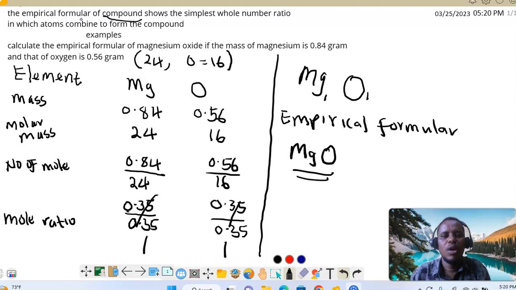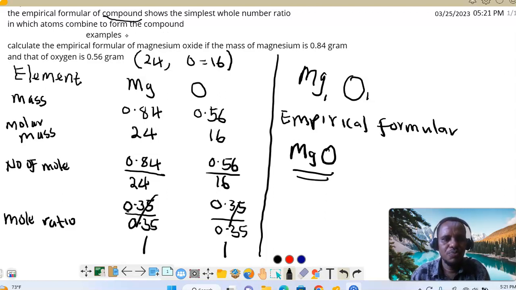So what's an empirical formula? The empirical formula of a compound shows the simplest whole number ratio in which atoms combine to form a compound. For example, when two compounds react with each other, they react in a manner where they combine in a specific ratio. That's what we call the empirical formula.